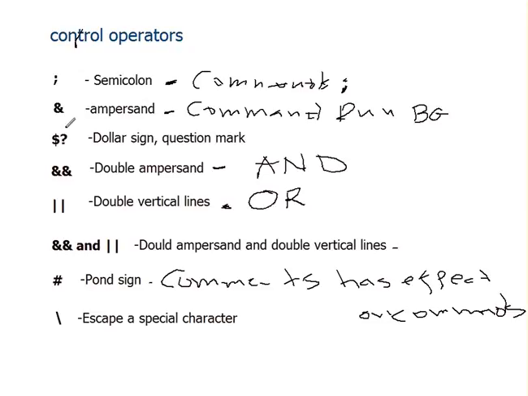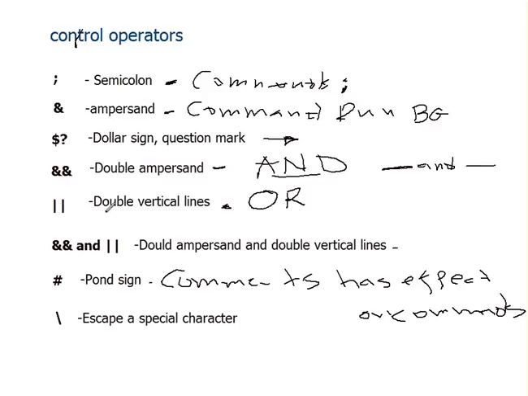We saw also the dollar sign question mark. You can store the status of the previous command in this shell parameter, which is the dollar sign and the question mark. And we checked also the double ampersand, which works as a logical AND. If the first statement is executed successfully, then it will go ahead and execute the second, but if the first one fails, it won't execute the second one.